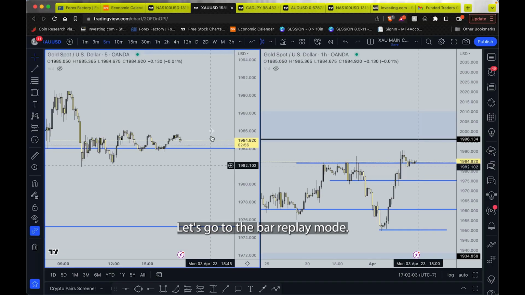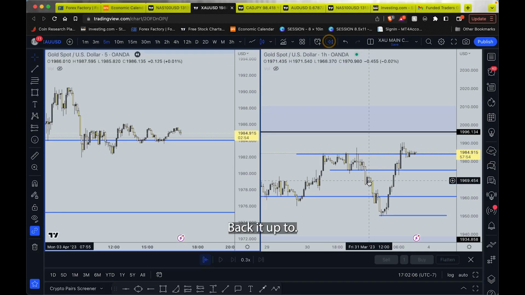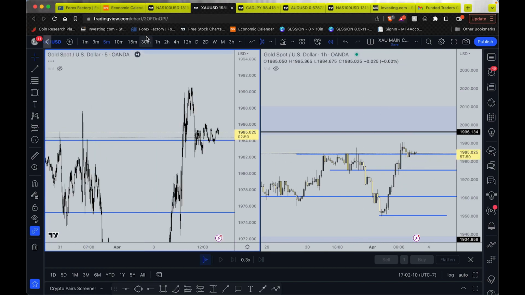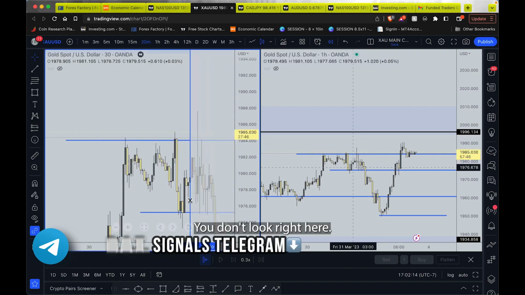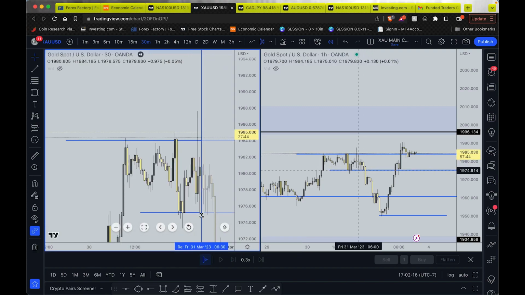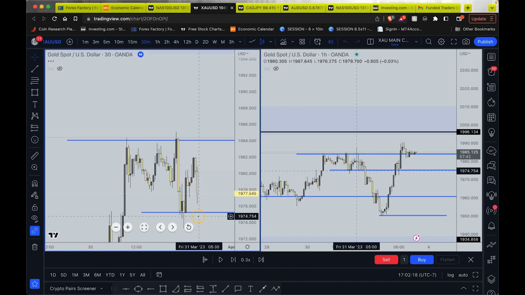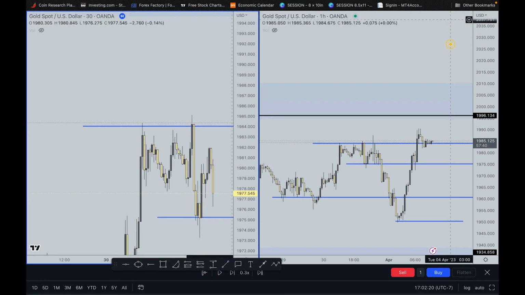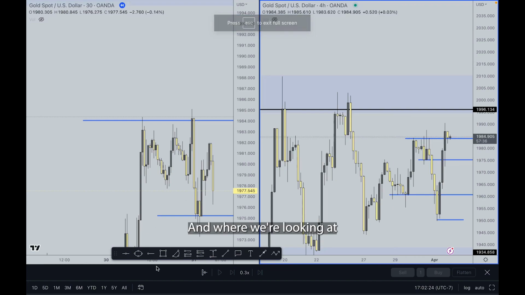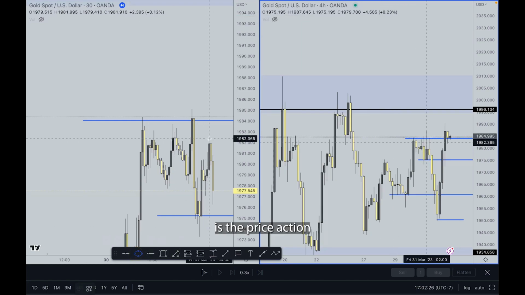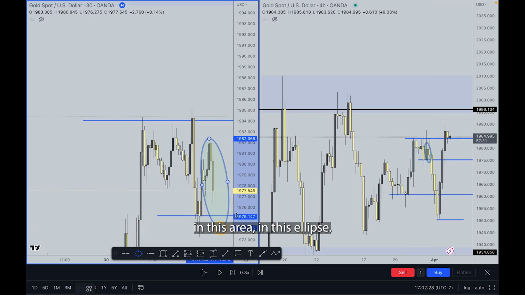But let's go to the bar replay mode. Back it up to right. Let's go to a little higher time frame. We're going to look right here, okay? Here on the right hand side is the 1 hour, but we're going to go to a 4 hour time frame. And where we're looking at is the price action in this area, in this ellipse, okay?